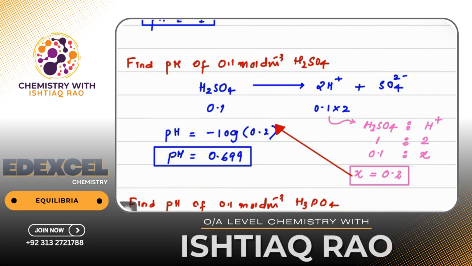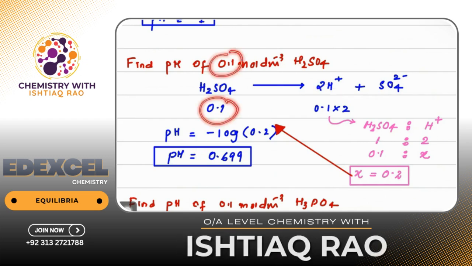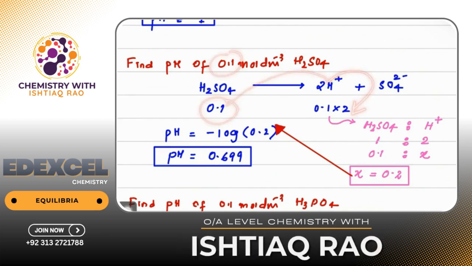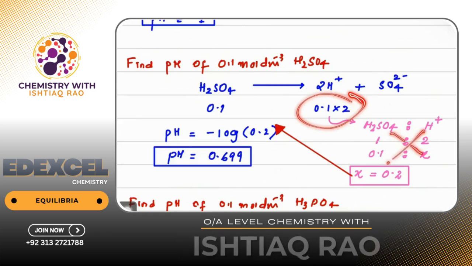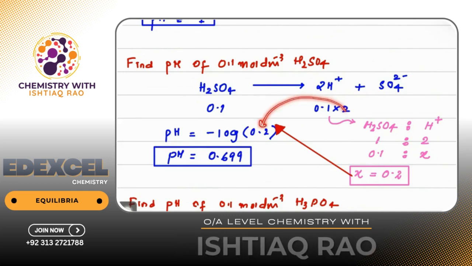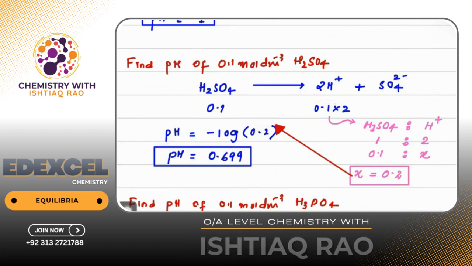Since the ratio is 1:2, if I give you the concentration of 0.1, the concentration of H positive would be 0.2, right? You can take a mole ratio in this way as well. Then after putting the concentration, you can get the pH of the solution, that is going to be 0.699, and that's it. So that's all about how you will be finding the pH if the concentration of H positive ion is given to you.